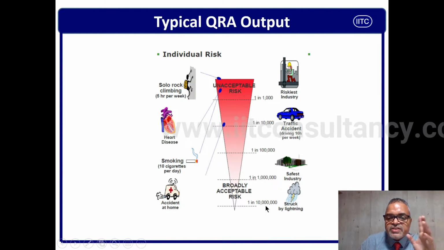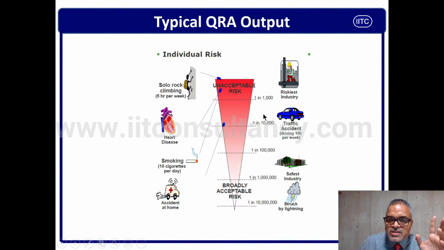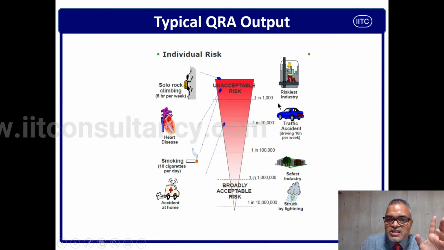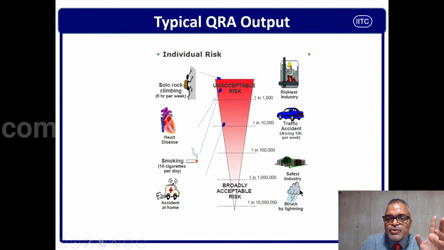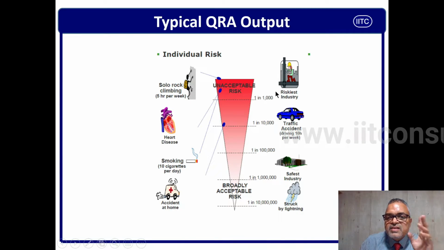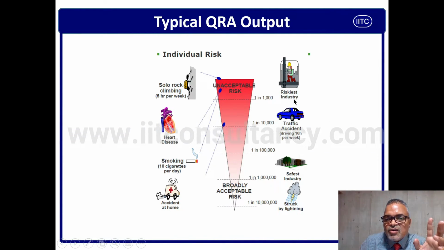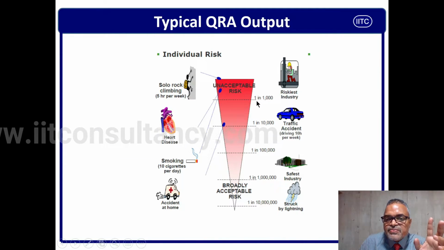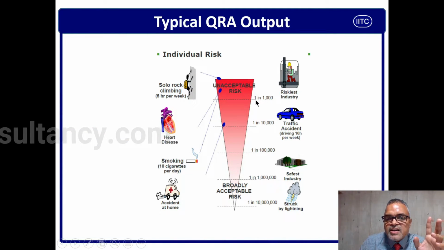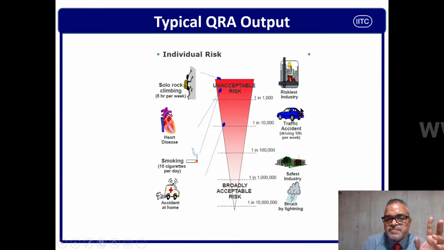In terms of industry, if you go up, it is the riskiest activity or riskiest industry. If you come down, it is the safest industry or safest activity. In a nutshell, the riskiest area or riskiest industry is where the fatality or IRPA is once in a 1,000 demand.